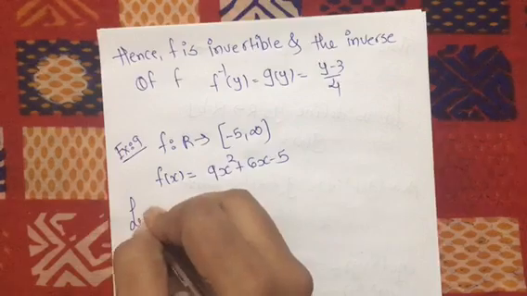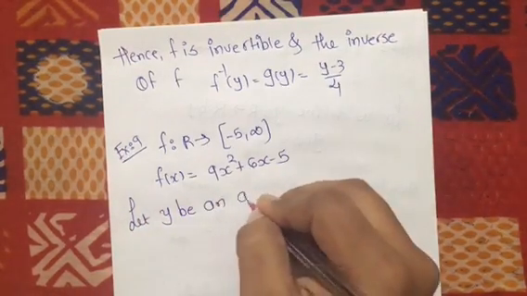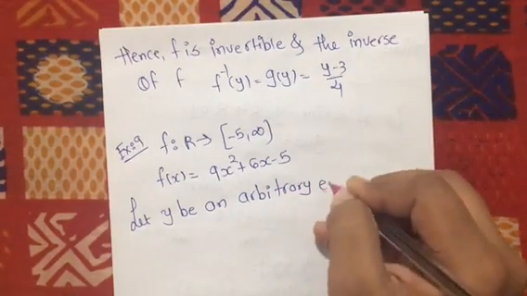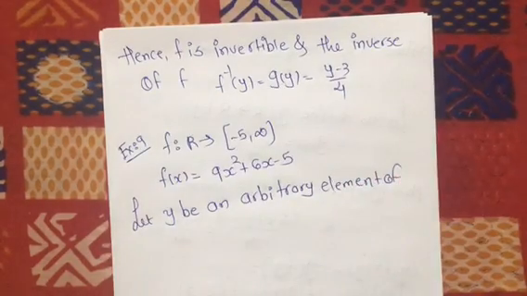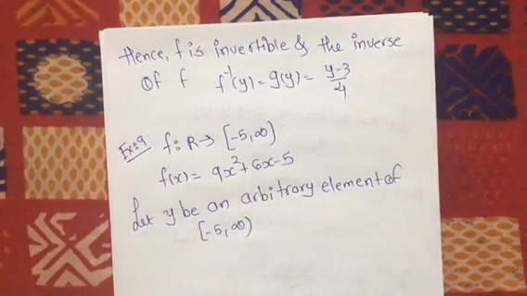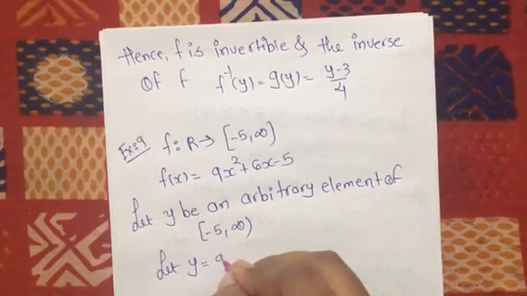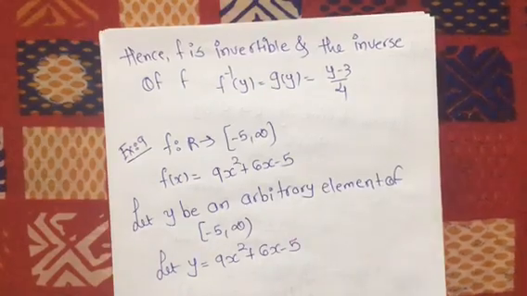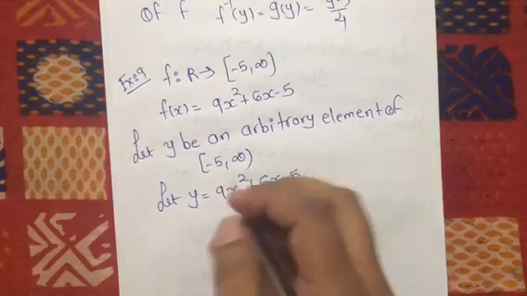Let y be an arbitrary element of [minus 5, infinity). Let y equals 9x square plus 6x minus 5. So this is a quadratic equation, so we can solve it.